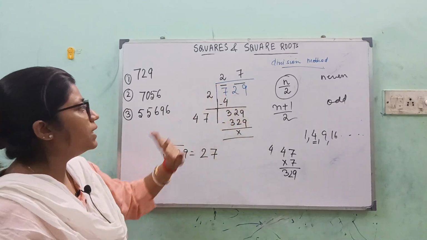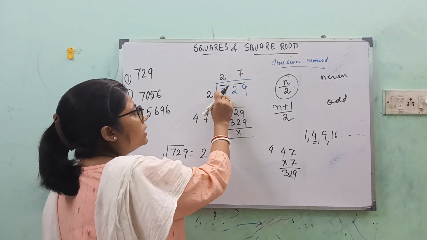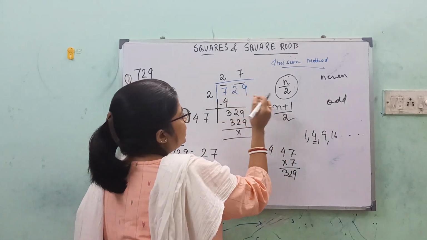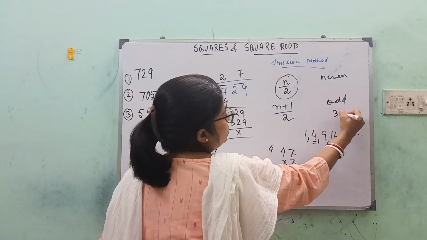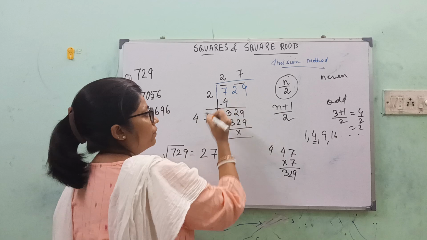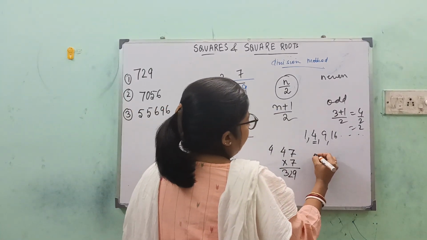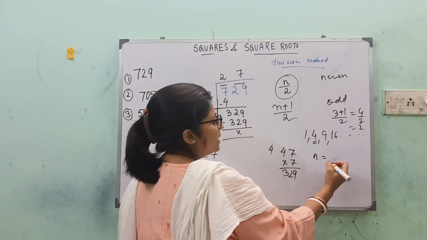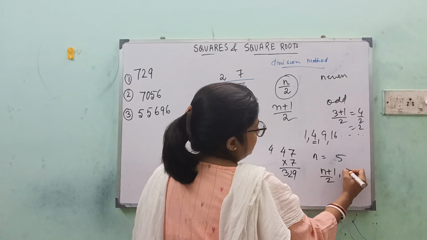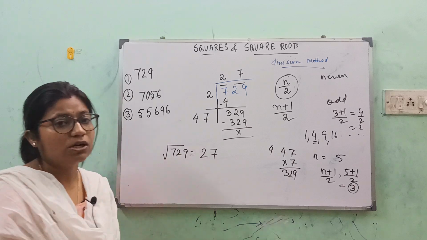So actually you are counting how many periods rather than pairs. Here the single digit also forms a period. So for 3 digits, 3 plus 1 by 2 is 4 by 2, that is 2. See, we got 2 digits over here. So for odd, you will get n plus 1 by 2. Suppose the number of digits in the square is 5, then the square root will have 5 plus 1 by 2, that is 3 digits.